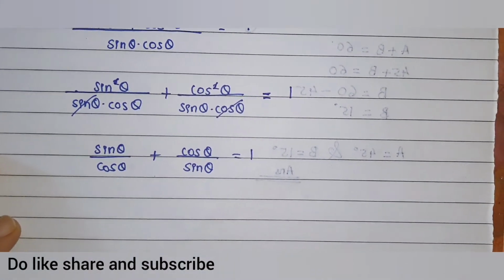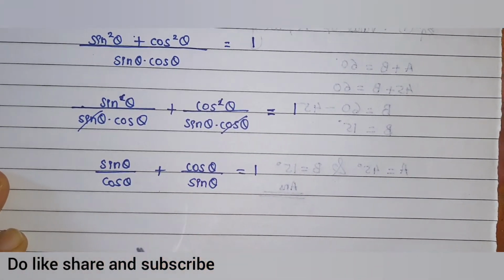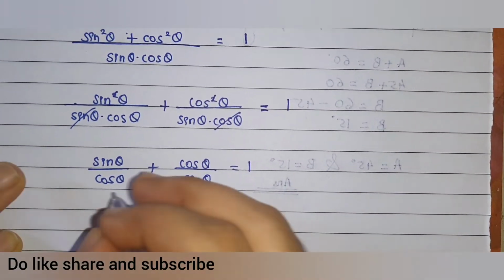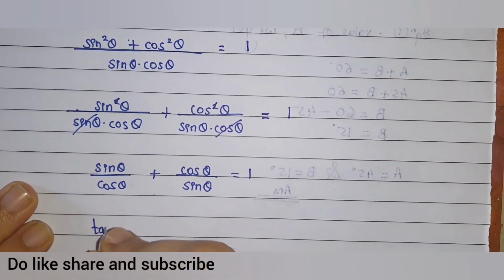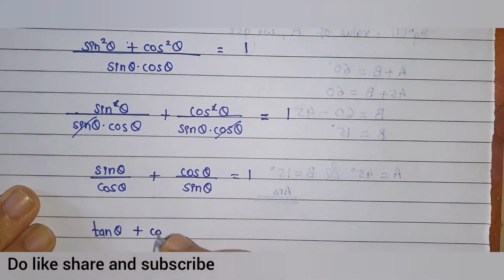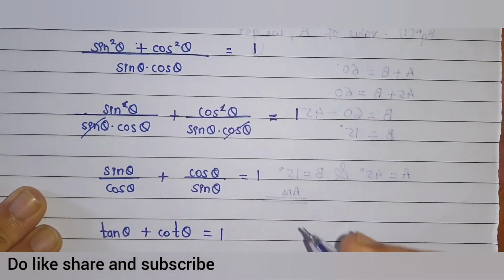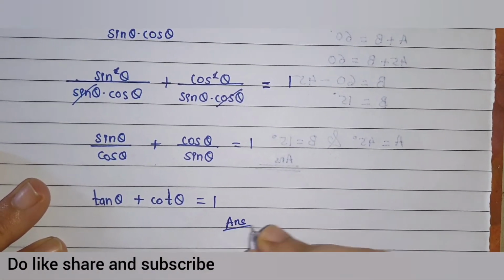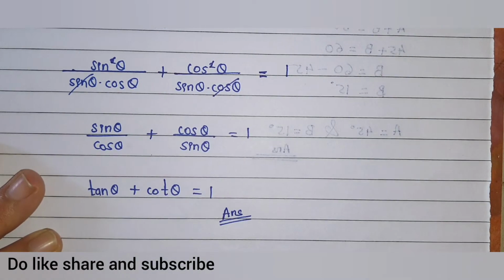Now we know that sine theta upon cos theta is equal to tan theta, and cos theta upon sine theta is cot theta. So we substitute the values: tan theta plus cot theta is equal to 1. Hence this is our final answer, and this we have to prove.